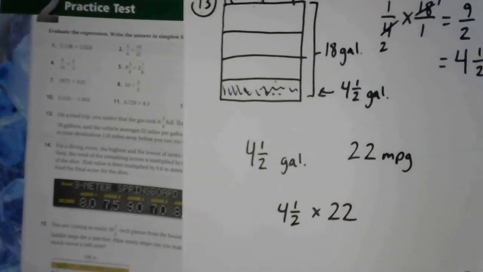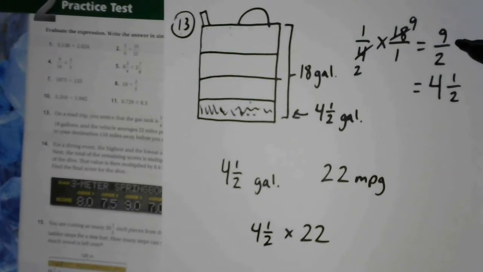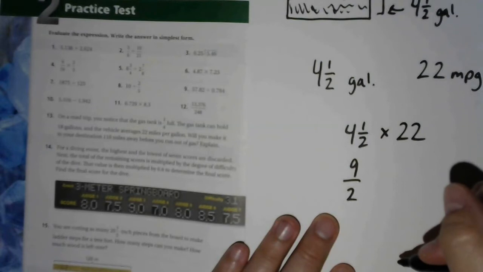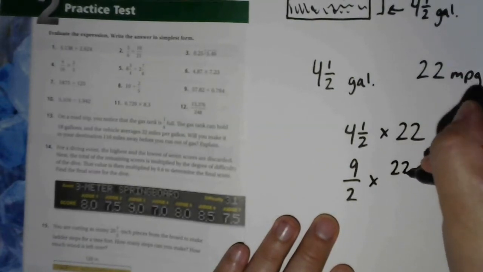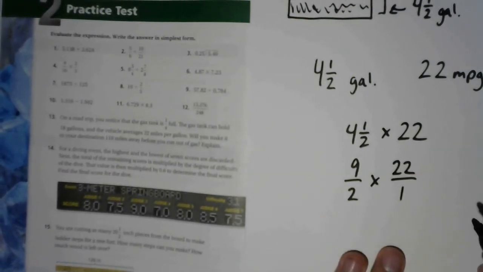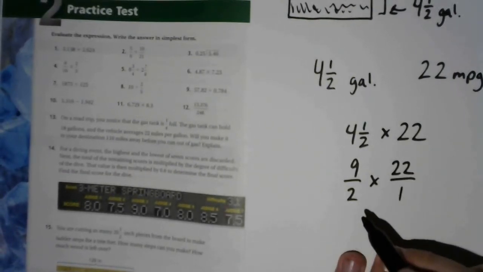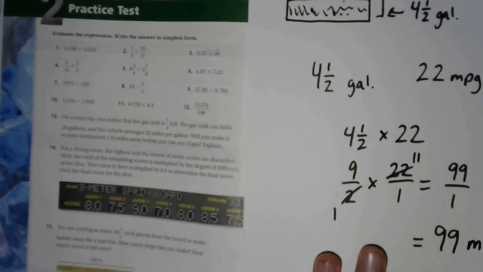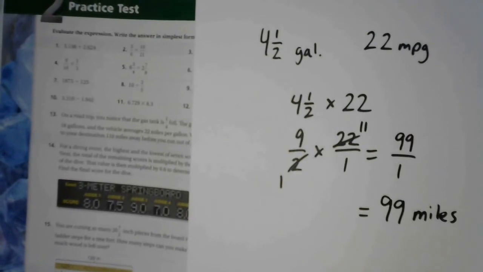Now, guys, we earlier knew that 4.5 is the same as 9 halves. So I'm just going to convert that back to 9 halves. And then 22 is the same as 22 over 1. So that's pretty easy, right? So let me now multiply, and I can think about cross-simplifying. Because 2 divided by 2 is 1, and 22 divided by 2 is 11. Now I have 99 over 1, which means I can go 99 miles on 4.5 gallons.